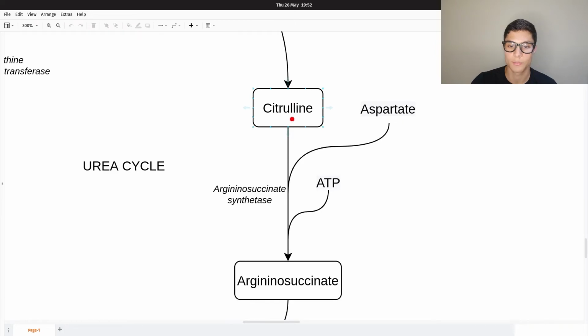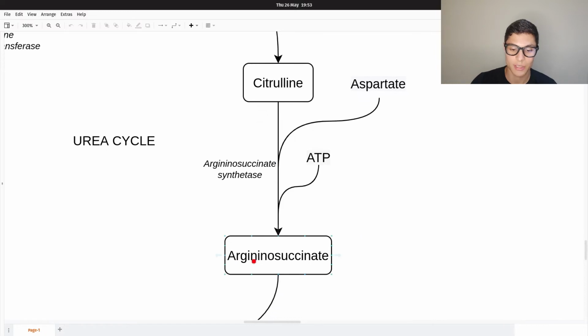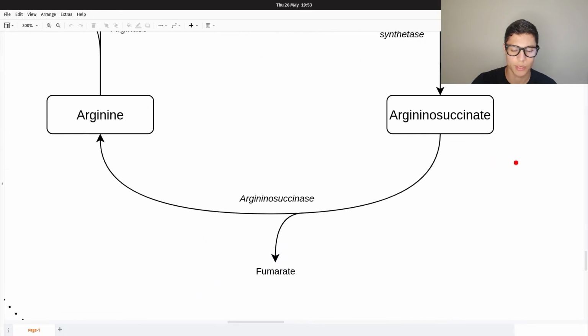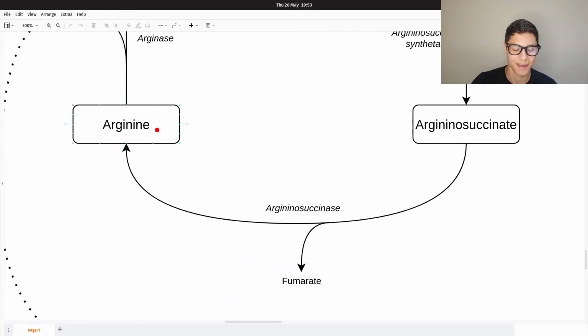Citrulline is then going to bind to aspartate, and together they're going to form argininosuccinate using argininosuccinate synthetase, which needs ATP. Argininosuccinate is going to be converted into, guess what? Arginine. I told you this was a metabolite of the urea cycle. And we are going to use argininosuccinase. So argininosuccinate to arginine using argininosuccinase, and we release a fumarate. This is a metabolite of the Krebs cycle.